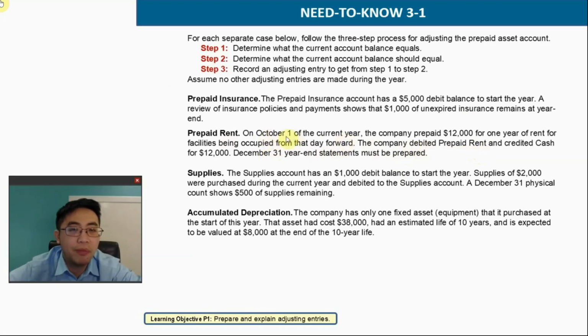Since the whole thing happened on October 1st, which is 3 months, October, November, December, before the year end, we need to figure out what happens during these 3 months. If the $12,000 is a whole year's rent, then $1,000 should be the monthly rent. Is that right? 12,000 divided by 12 months is 1,000 per month. So during the 3 months, your prepaid rent has its value reduced.